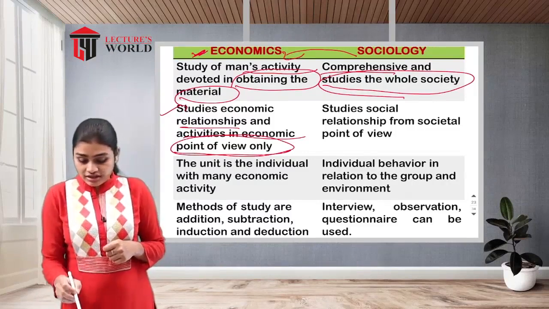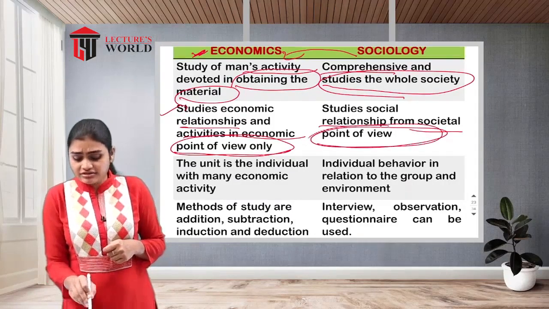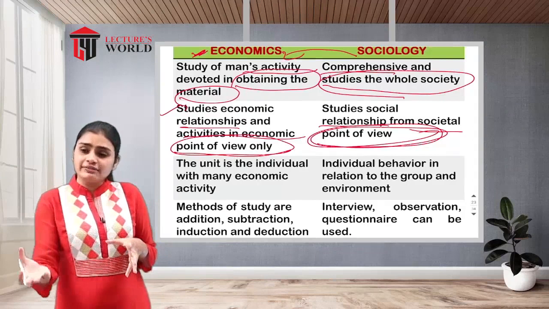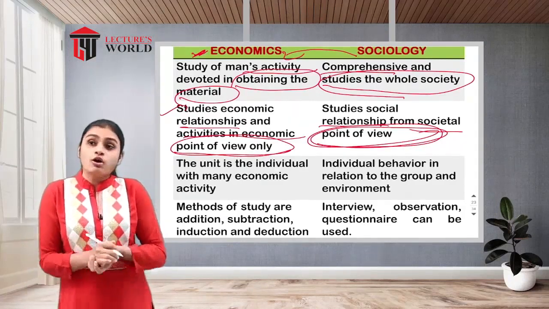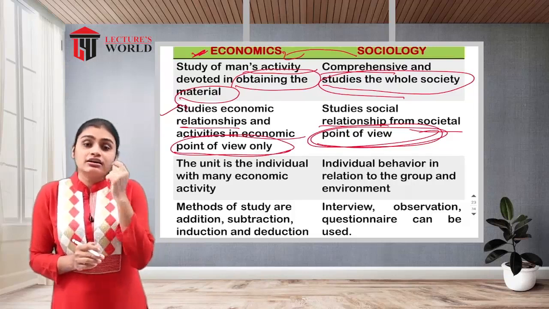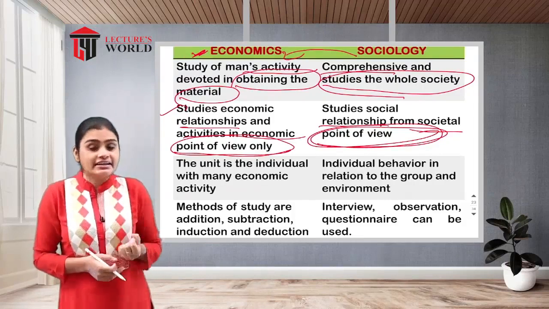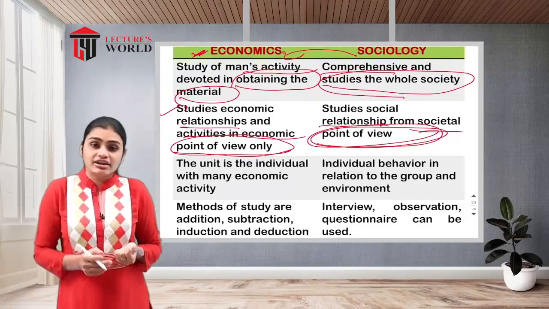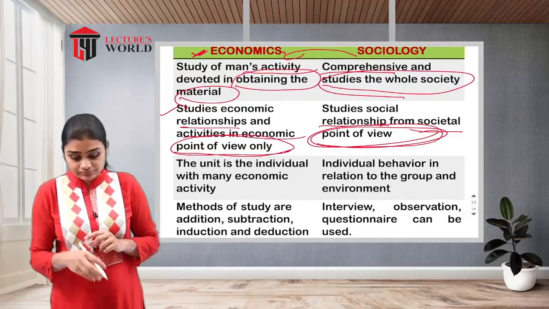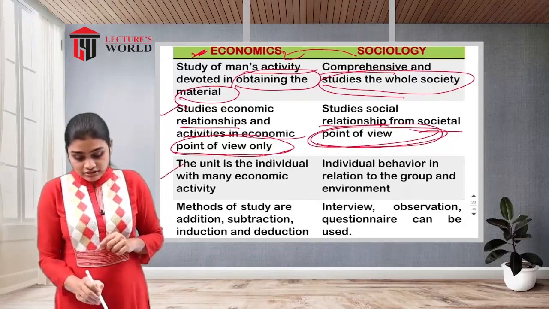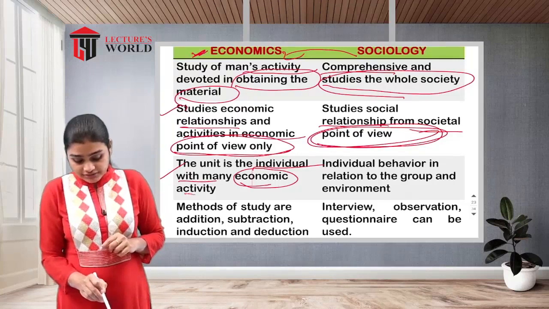And sociology studies social relationships from a societal point of view. Here the societal point of view covers the behavior of individuals, why and how they are behaving in such a manner. Whereas in economics, the question is what is the loss and what is the benefit in that particular situation, what we can lose or what we can get. That type of relationship will be studied under the economic branch.